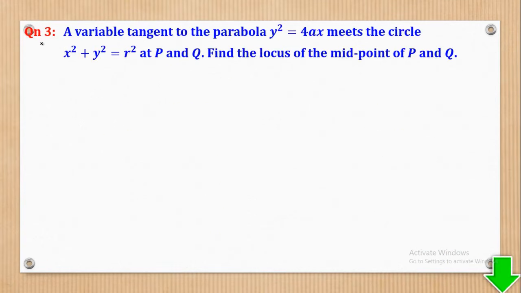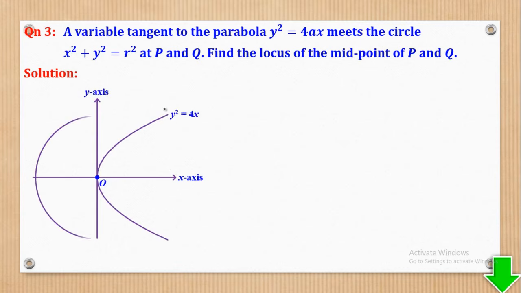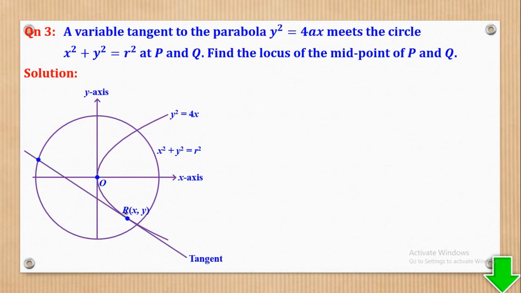So now we shall go to question 3, which says a variable tangent to the parabola this meets the circle this at P and Q. Find the locus of the midpoint M of P and Q. So here we shall need a sketch. We shall draw the axes and label them. Remember to label the axes. Then I'll draw my parabola and also my circle. The center of the circle is 0, 0. So I'll draw a tangent at this point R, which lies on the parabola, and cuts the circle at points P and Q.